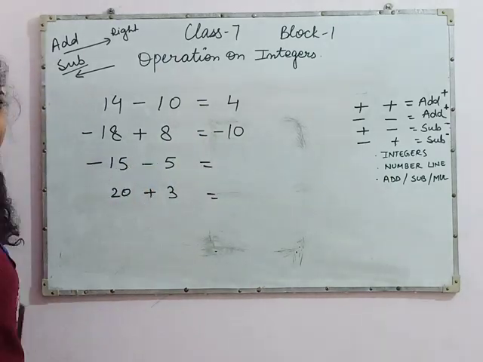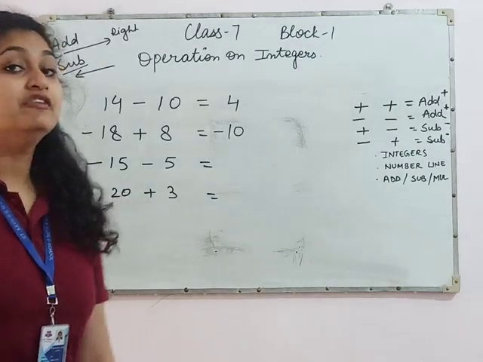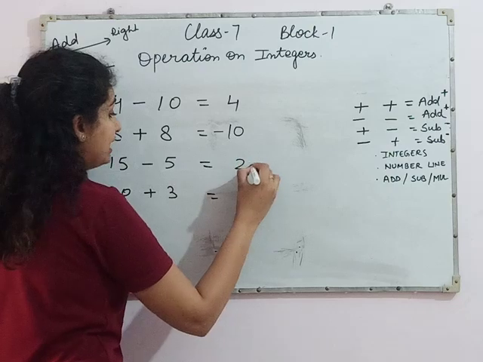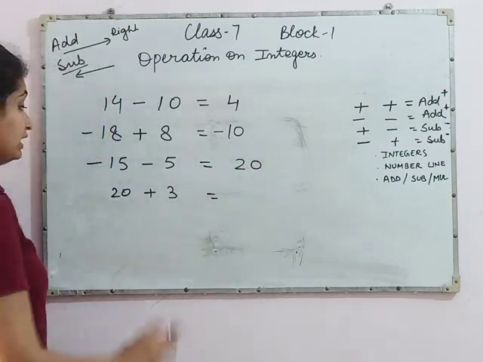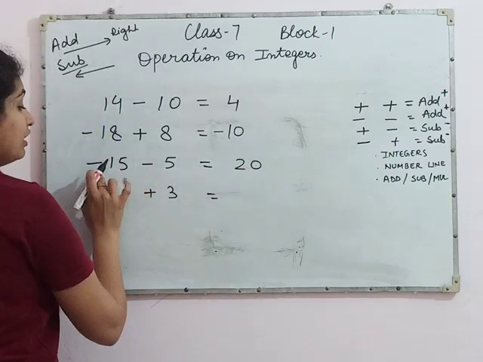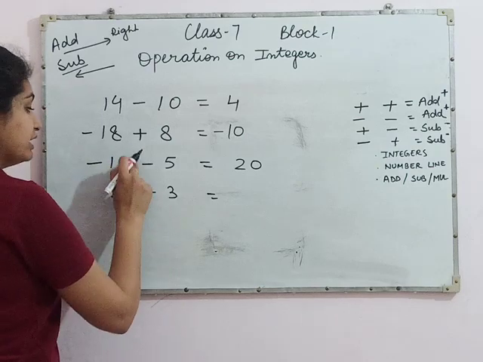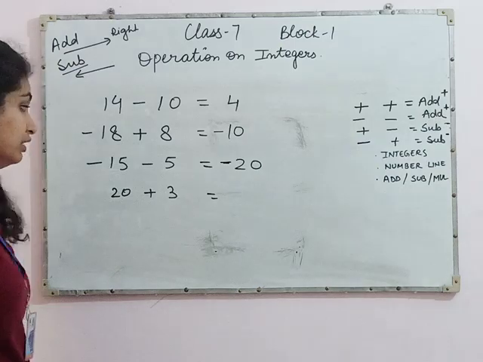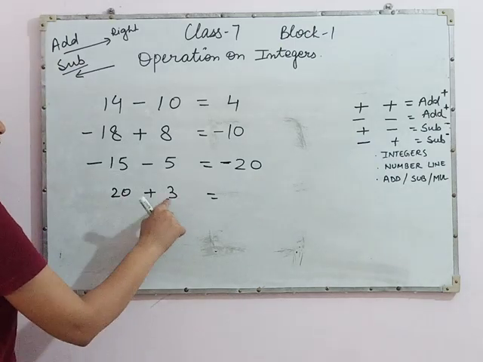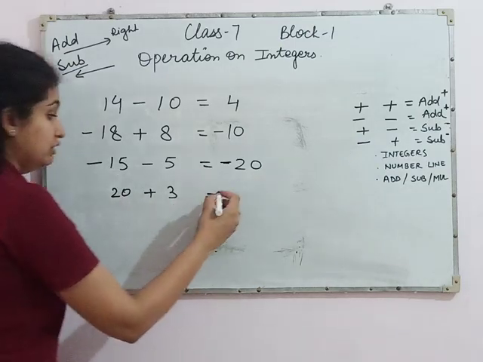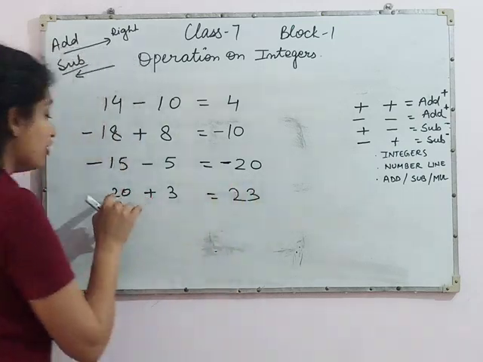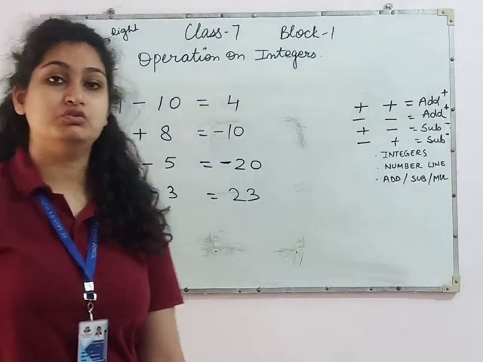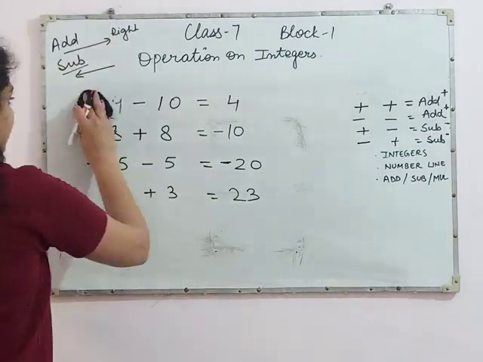Both are negative, having the same symbol. Then we have to add these integers. 15 and 5 after adding becomes 20. And we have to write the symbol of the bigger number. 15 is bigger. The symbol will be minus, so minus 20. 20 plus 3. Both are positive. We'll be writing it. And the sign is of the bigger number 20, which is positive. This is how we are going to solve the addition and subtraction.